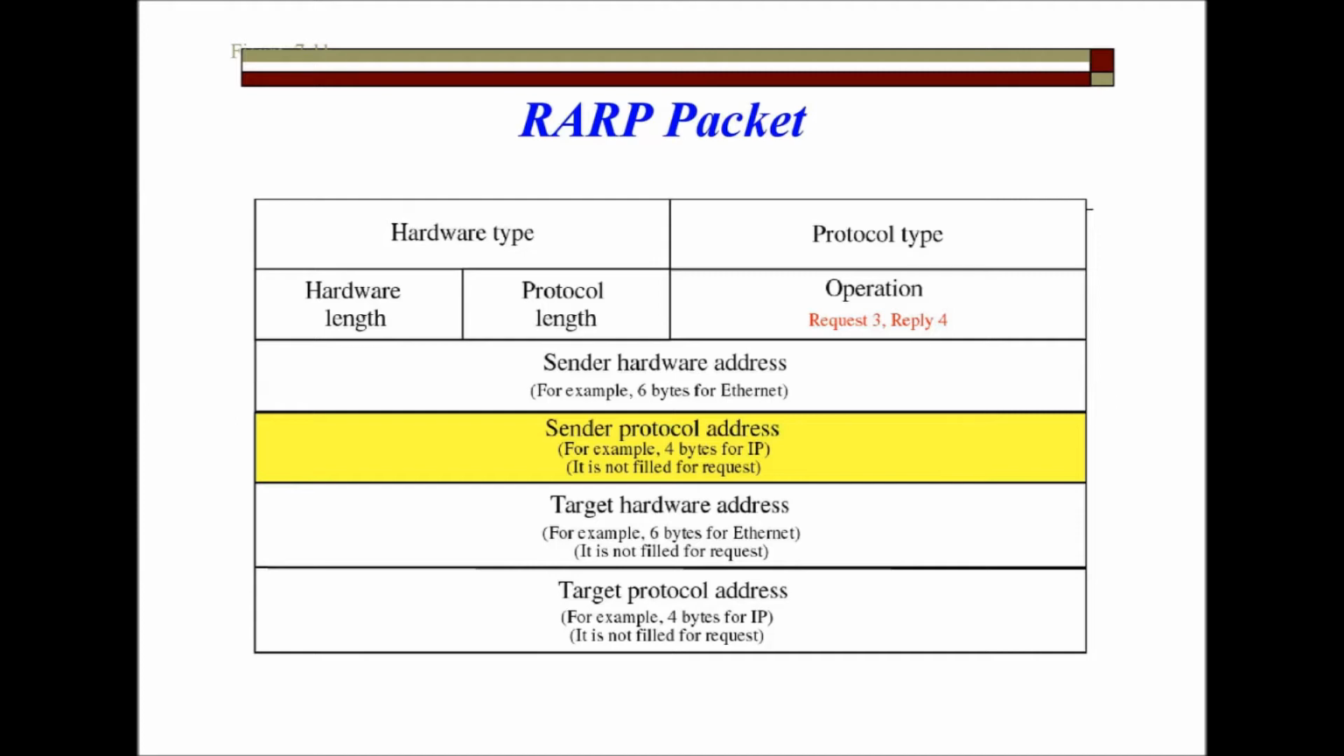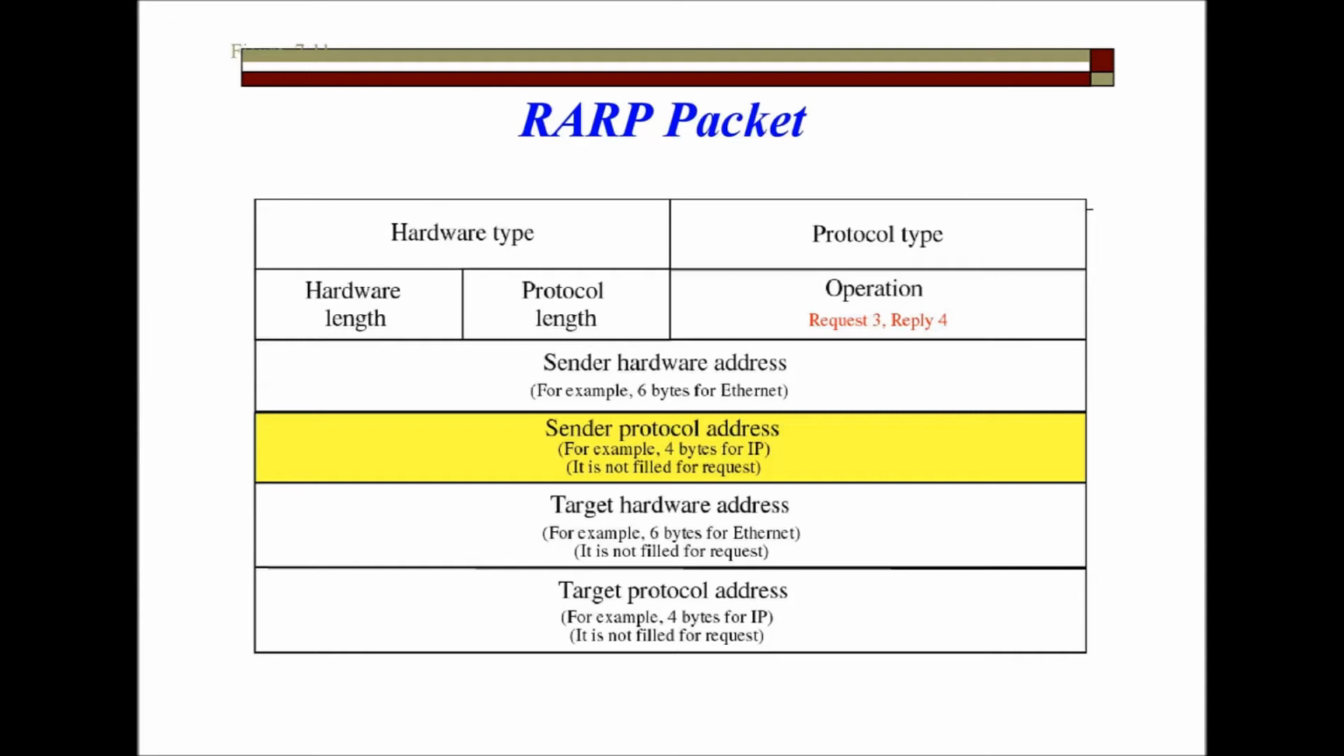Next is operation. This is an important field over here because the only difference between the ARP and reverse ARP packet format is the operation field. In ARP, we have studied that 1 is defined for ARP request and 2 is defined for ARP reply. Over here, 3 is defined for reverse ARP request and 4 is defined for reverse ARP reply.